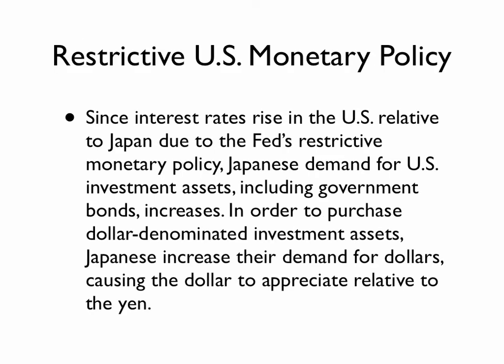What happens with a restrictive monetary policy example? Well, again, since interest rates are higher in the US relative to Japan, more Japanese residents want to invest in our financial instruments, and in order to do so, in order to buy US bonds or US stocks, they have to obtain dollars. Again, the demand for dollars increases or the supply of yen increases as a simultaneous example. In either case, the value of the dollar appreciates relative to the yen.